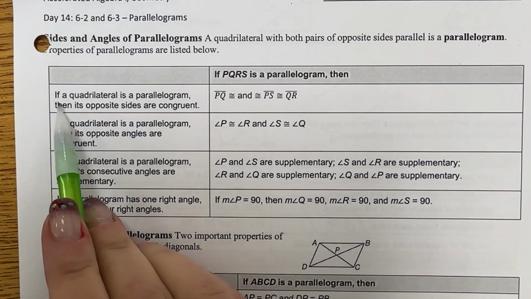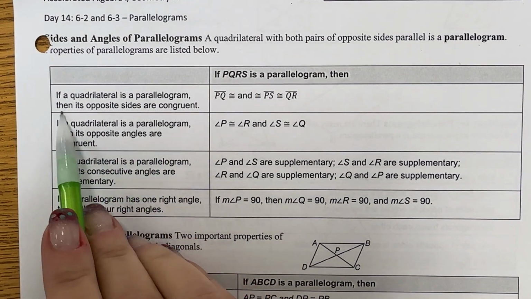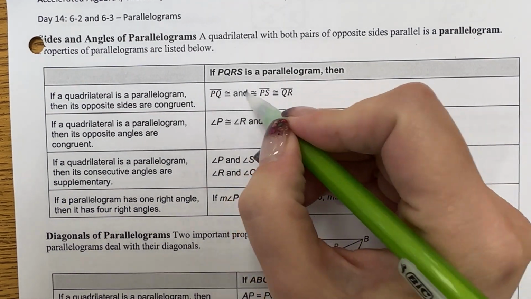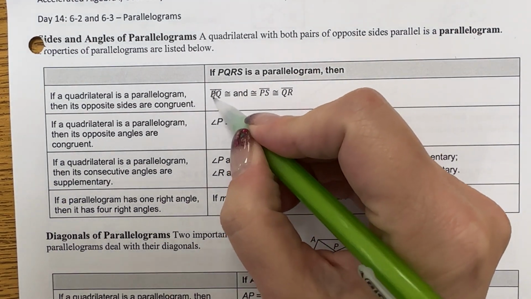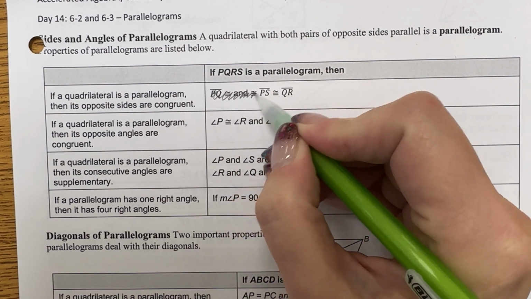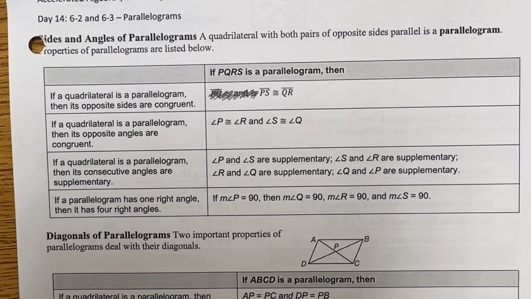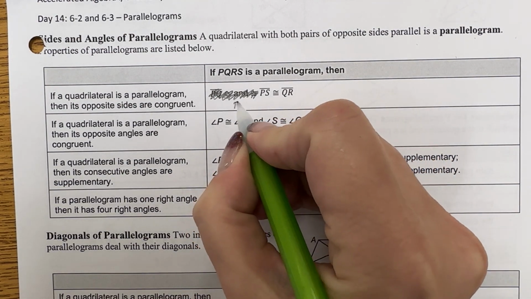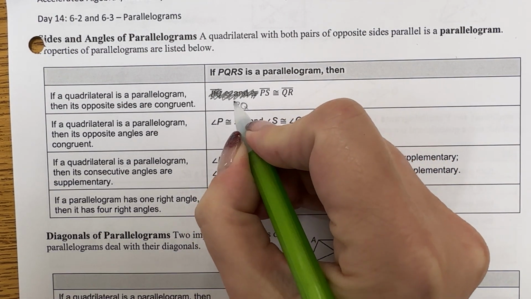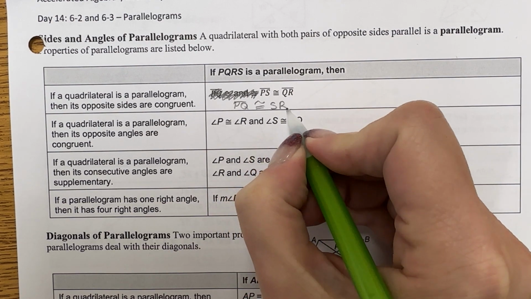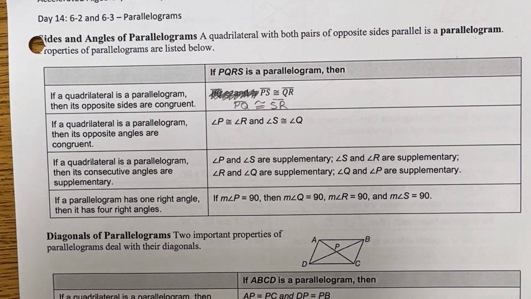So if a quadrilateral is a parallelogram, then its opposite sides are congruent. Now we're going to have to correct here. We got a little bit of a typo, so we need to erase this out of there. On your paper, scratch that out a little bit, and we're going to have PQ is congruent to SR. So I need you to write that on your paper.